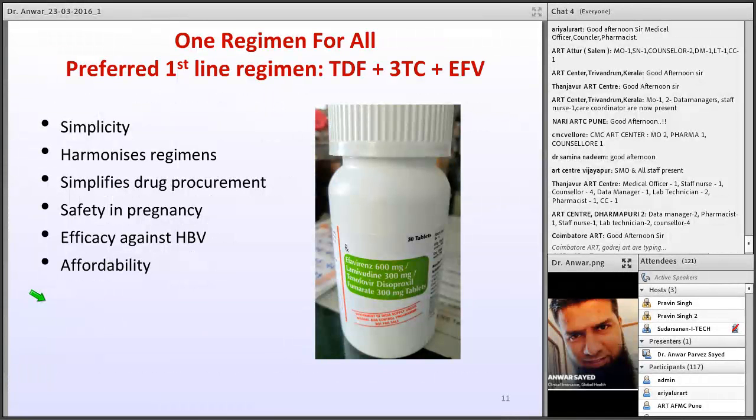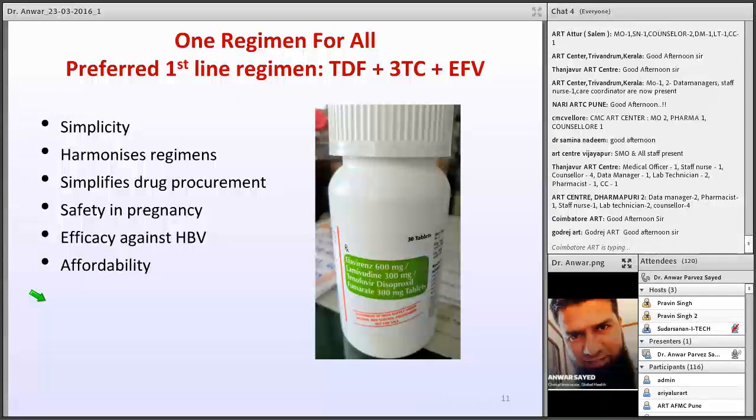So this is one regimen which fits all because of its simplicity. The regimen is very effective, well tolerated, and available as a single, once daily, fixed dose combination, and therefore it is easy to prescribe and easy to take for the patients, which ultimately facilitates adherence. It harmonizes the regimen across the range of populations: adults, pregnant women, even in the first trimester, children more than 3 years, TB, hepatitis B, and it also simplifies drug procurement for NACO and SACs.